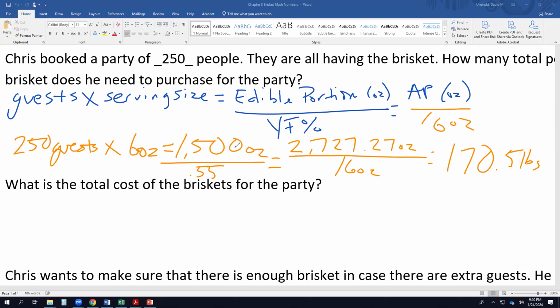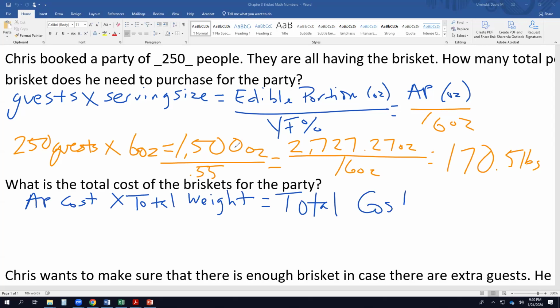So what's the total cost of the brisket for the party? My total cost is as purchased cost, and this one's super simple, times the total weight gives me my total cost. So what is my as purchased cost from the top? $2.50 per pound. And I need 170.5 pounds.